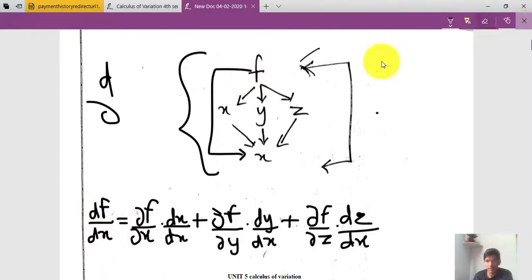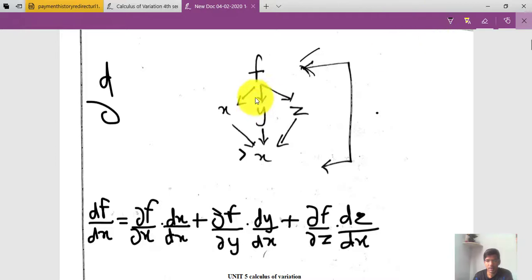Now see here, f is associated with how many variables? 1, 2 and 3, so I write dou f by dou x. I take this arrow first, so dou f by dou x. Then from x to x, how many variables are associated? Only one variable, that is the reason I write dx by dx. Now from f to y, how many variables are associated? 3 variables, therefore I write dou f by dou y. Then from y to x, how many variables are associated? Only one variable, that is the reason I write dy by dx.